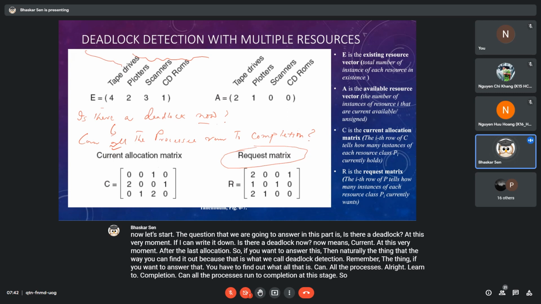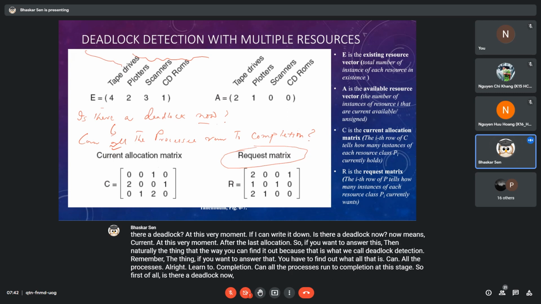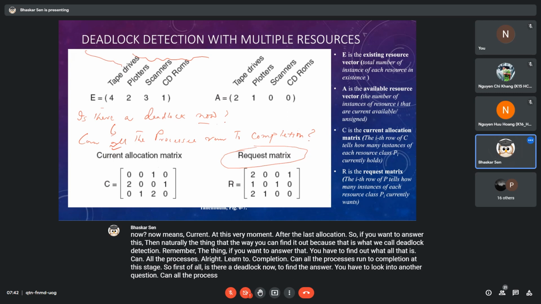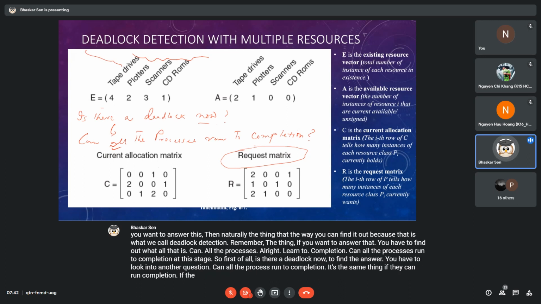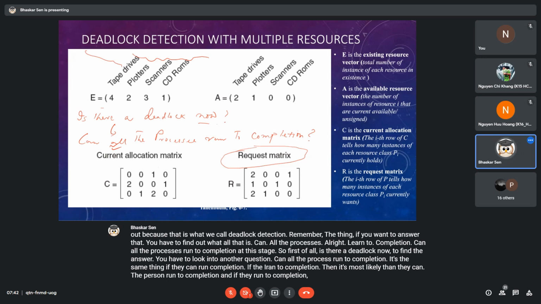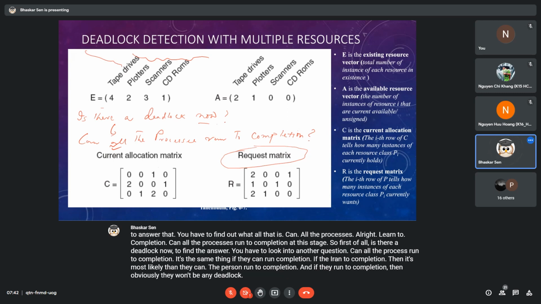So first of all, is there a deadlock now? To find the answer, you have to look into another question: can all the processes run to completion? It's the same thing. If they can run to completion, then obviously there won't be any deadlock. Okay. So that is the question that we are going to answer right now.